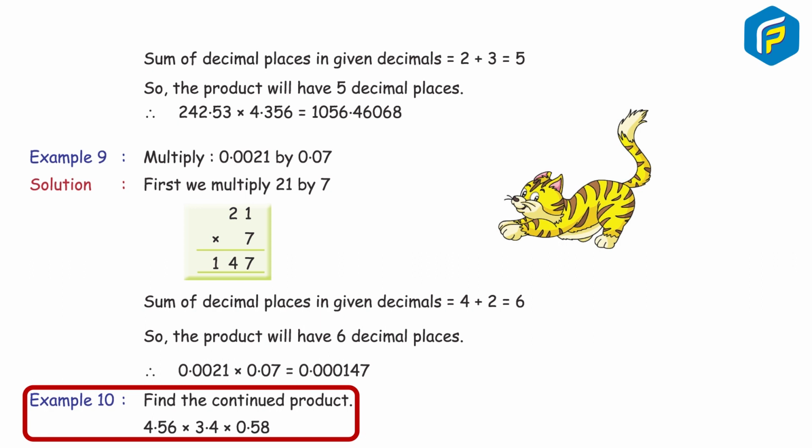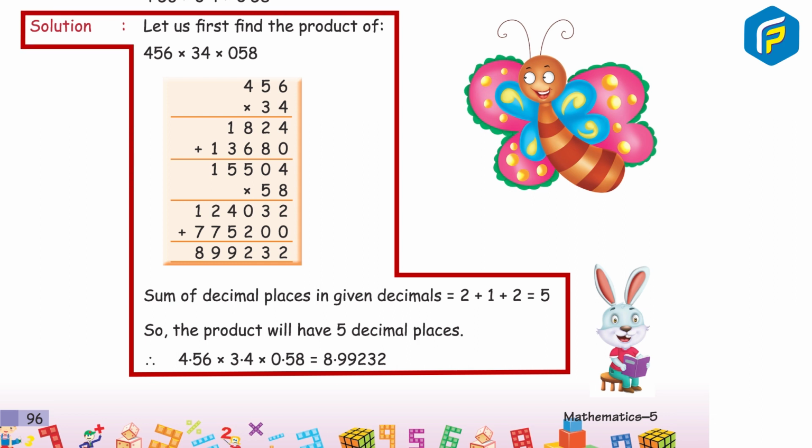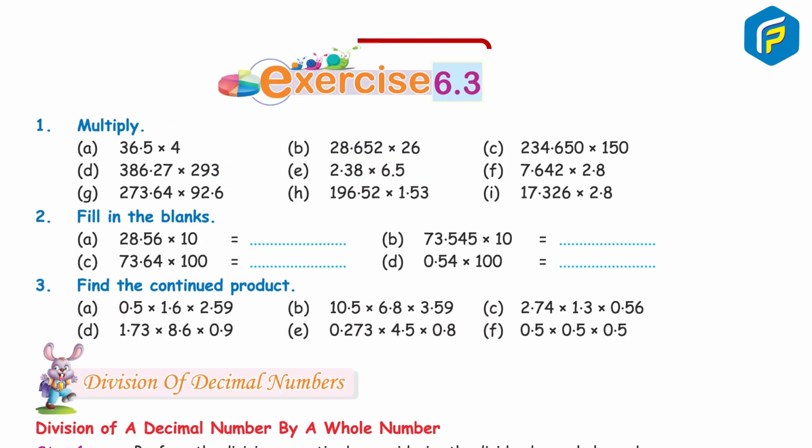Example 10. Find the continued product. 4.56 into 3.4 into 0.58. Solution. Let us first find the product of 456 into 34 into 58. Sum of decimal places in given decimals, 2 plus 1 plus 2 equals 5. So the product will have 5 decimal places. 4.56 into 3.4 into 0.58 equals 8.99232.